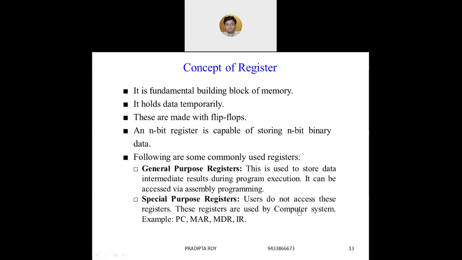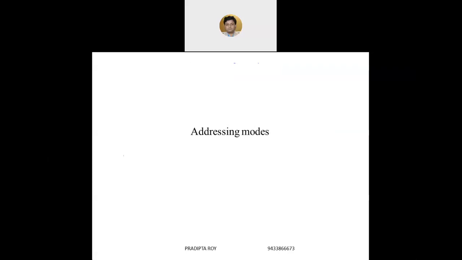And some of the registers are used for special purposes. Users do not access those registers. These registers are only accessed by the computer system, like the program counter, memory address register, memory data register, and instruction register. So special purpose registers have fixed activities and fixed responsibilities. Like the program counter always stores the address of the next instruction.